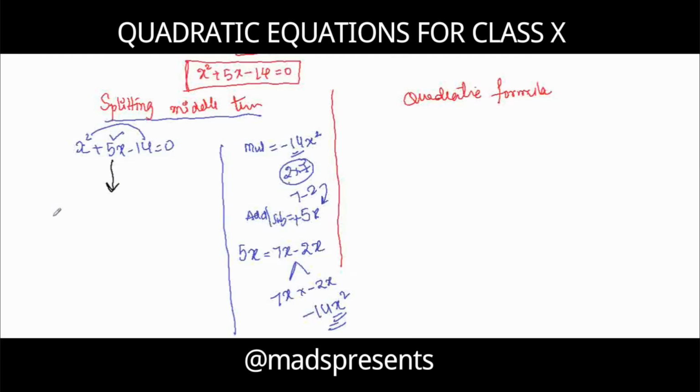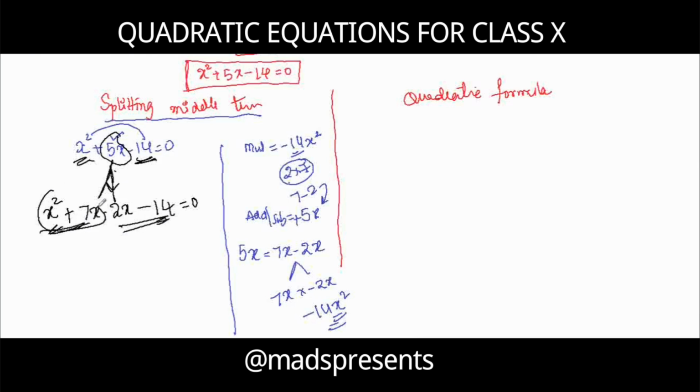What is my middle term? Plus 5x. The first term, x square, won't change. How can you write 5x now? 5x can be written as 7x minus 2x. My minus 14 won't change. I'm only splitting the middle term. My 5x will be 7x minus 2x. Extreme terms will remain extreme terms. There is no change. After splitting, just underline the first two terms and the next two terms and try to take something common.